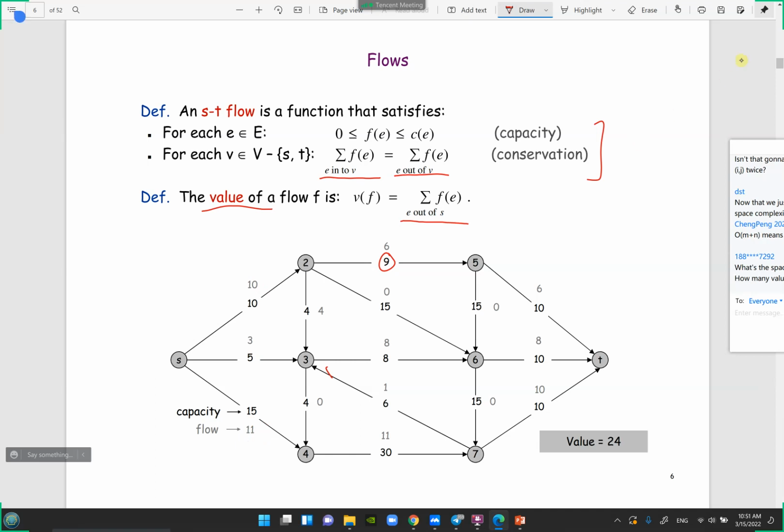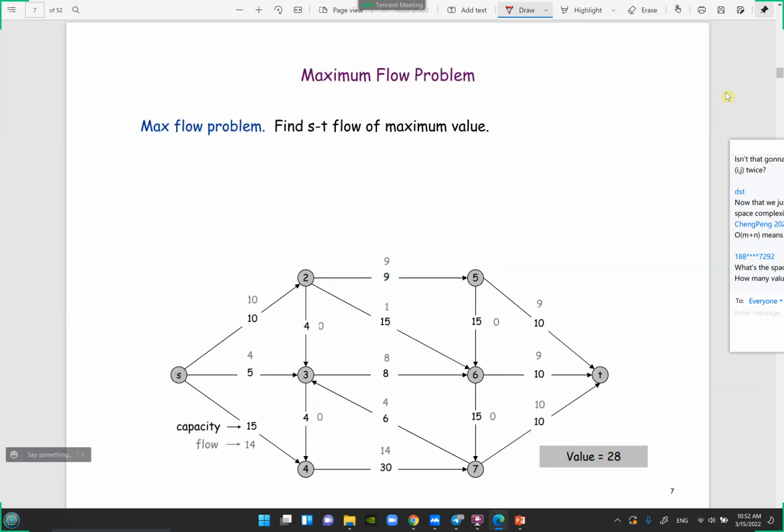Any questions about the problem we're trying to solve? So this is the max flow problem. It's to find a flow from S to T with the maximum value. And again, the value is just you add up the amount of flow that you send from all of the outgoing edges of S.